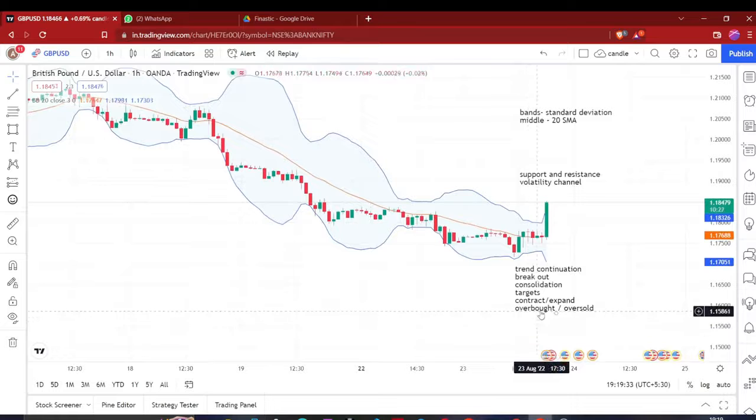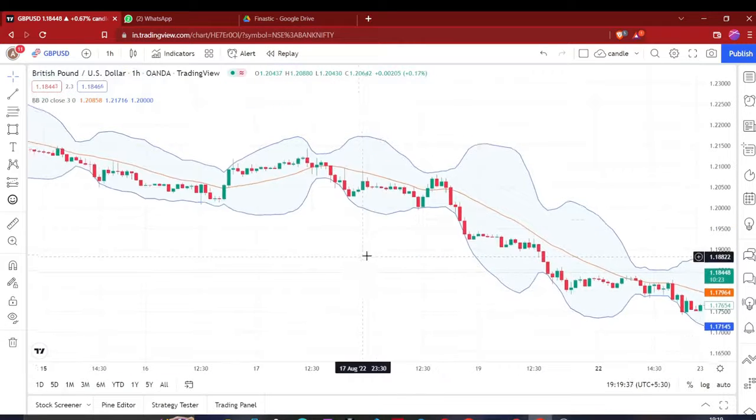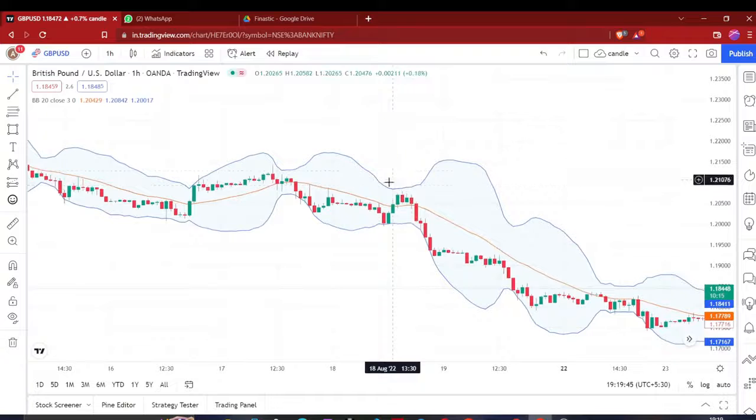One more way is using these zones as overbought and oversold. So the bottom zone is called the oversold zone and they will look for buys at this point, and the top zone is called overbought. So people will look for sells at this point.